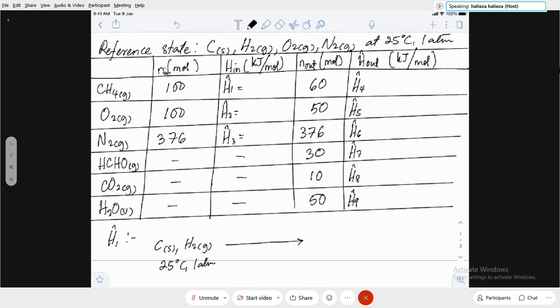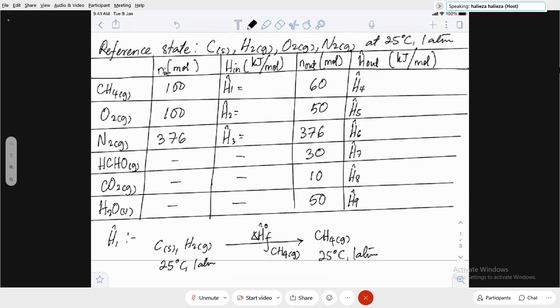So we don't even need to construct this. We don't even need to write this. You guys know this is going to be the heat of formation for methane. I'm just showing it again. So this is going to be methane at 25 degrees C, 1 atm. Why at 25 degrees C at 1 atm? Because it formed at that temperature.